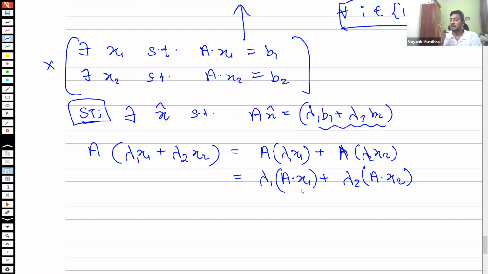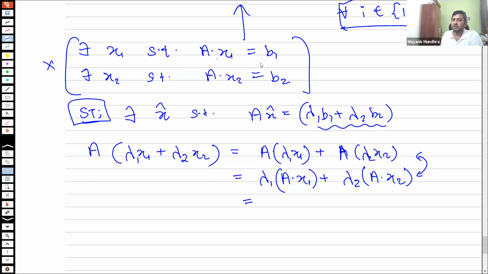Since lambda is a scalar, I can do this. Remember, this can happen only because lambda is a scalar. If you have matrix multiplication, ABC is not equal to BAC. ABC and BAC might not even make sense. BAC might not even exist. So this step can happen because lambda is a scalar.